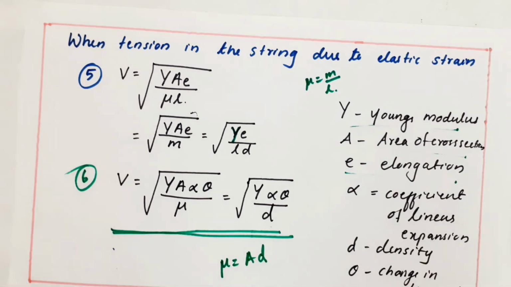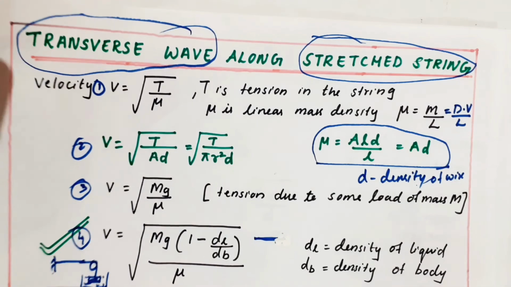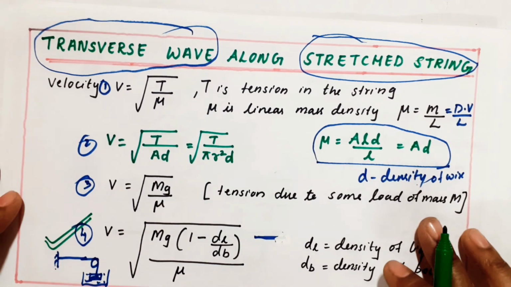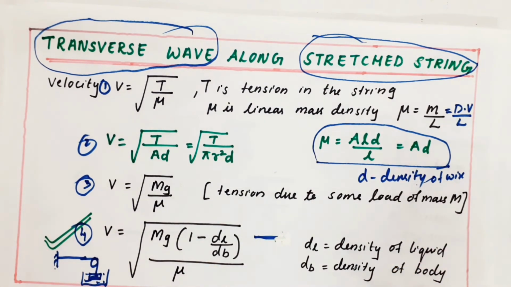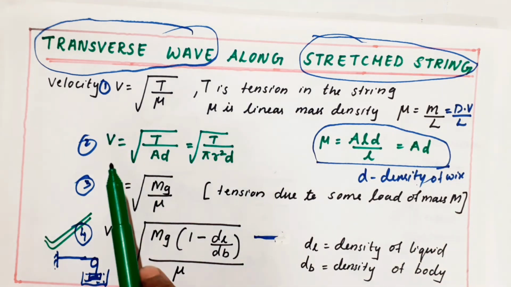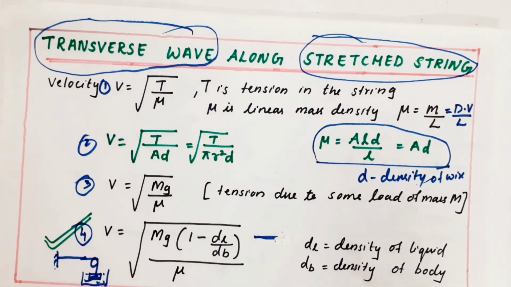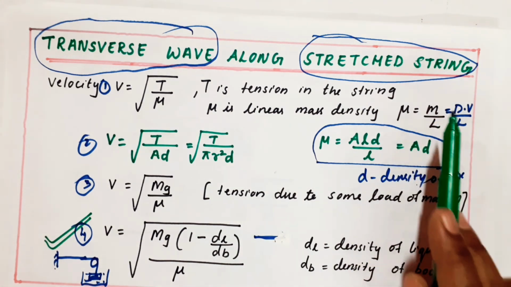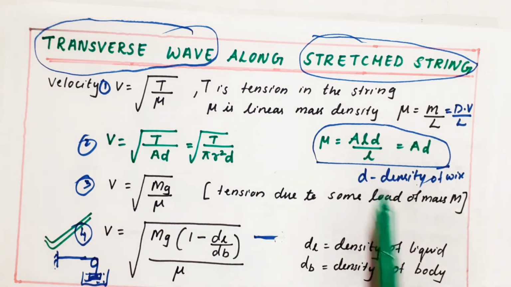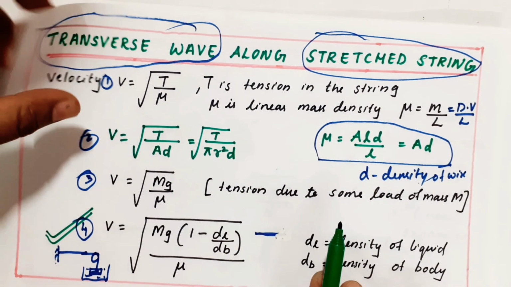So you see, very simple equation, V equals root over T by mu. In how many ways can they ask? Okay, so we repeat the equation: V equals root over T by mu, V equals root over T by AD. So you see, all these we cannot remember, but you should get an idea how to convert it. That is the reason I have written all the steps. Mu equals M by L, mass is density into volume. So in that form we can convert. Root over mg by mu is easy to remember. This is easy to remember when it is immersed in a fluid.